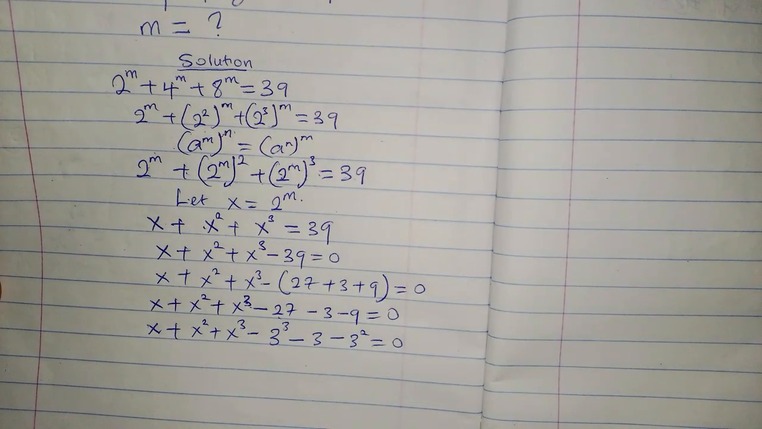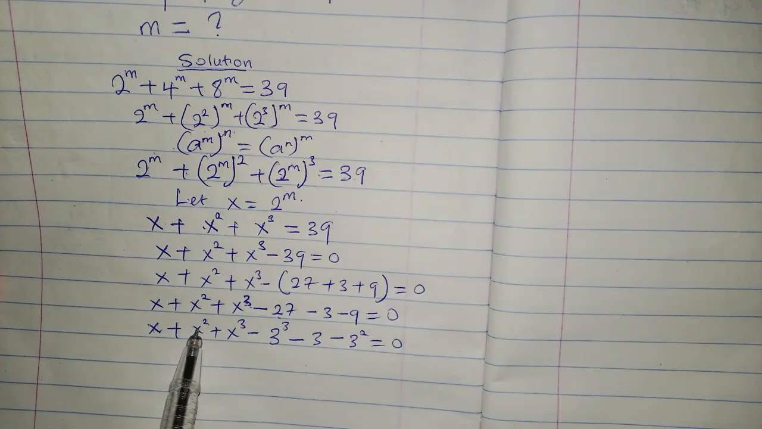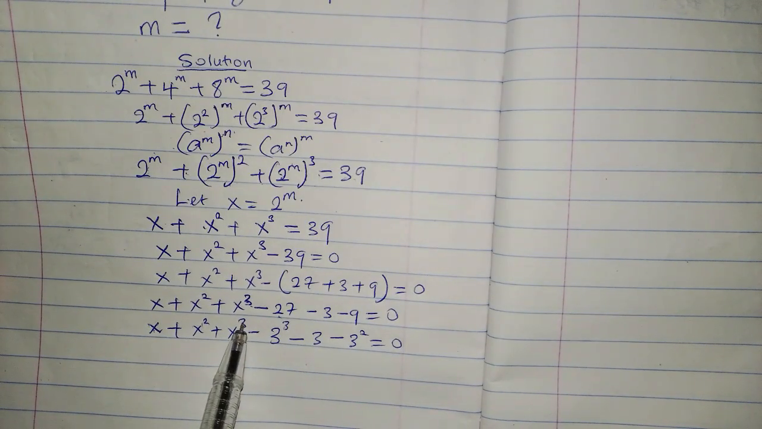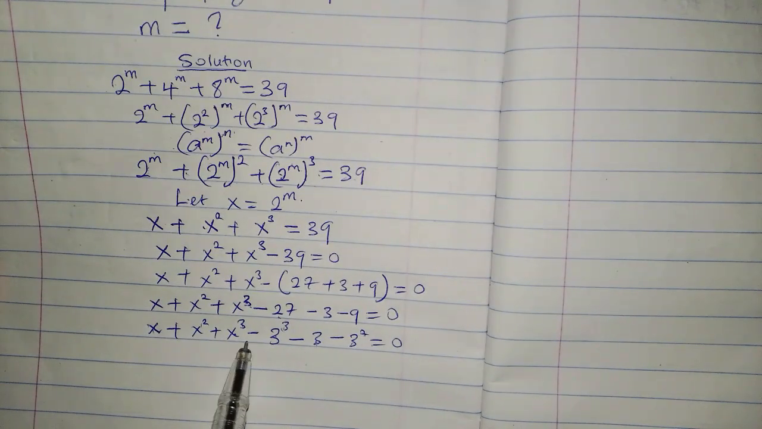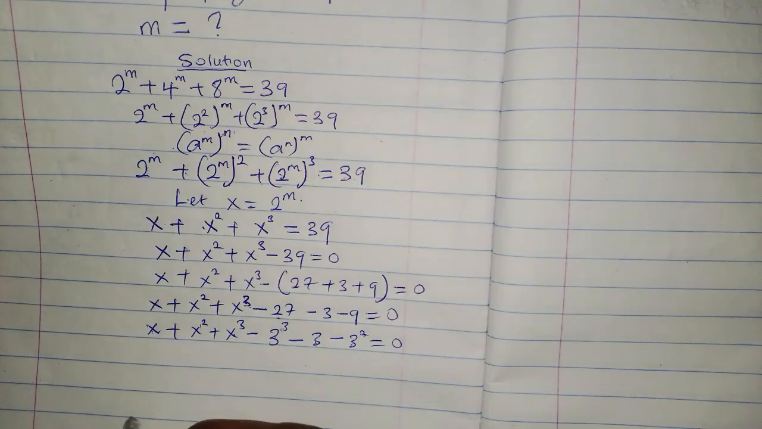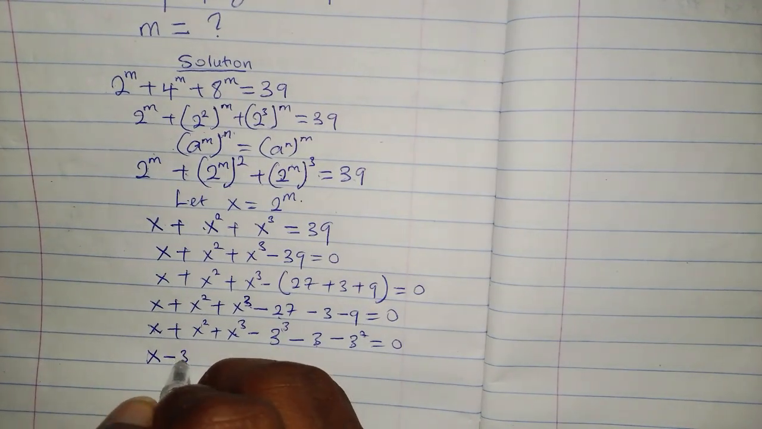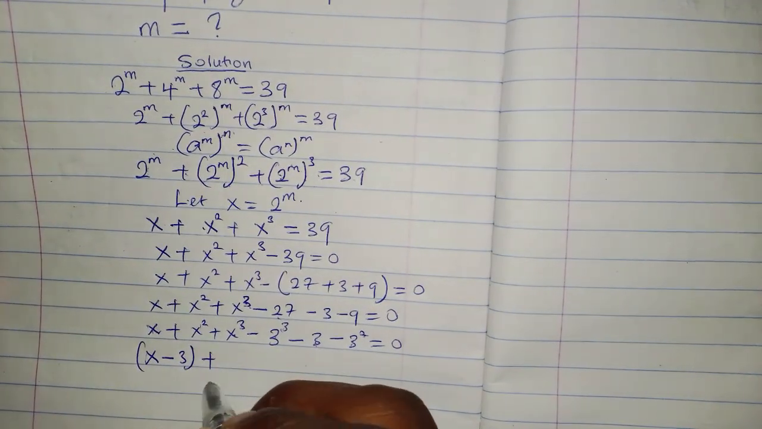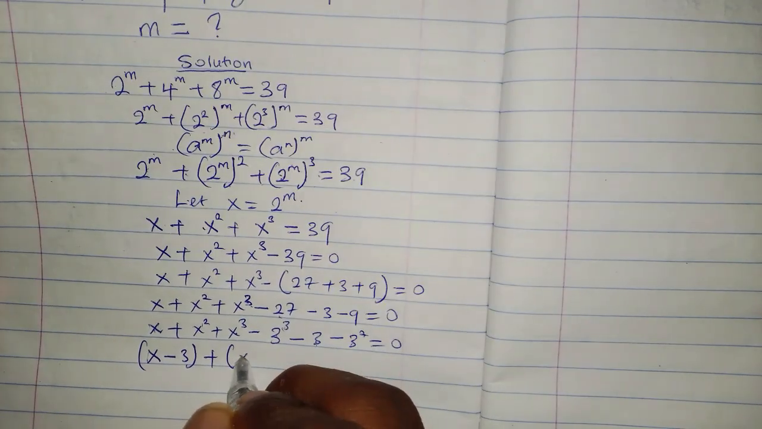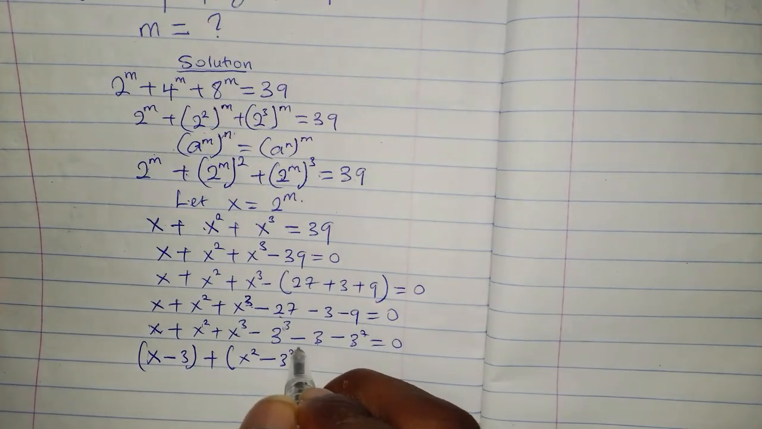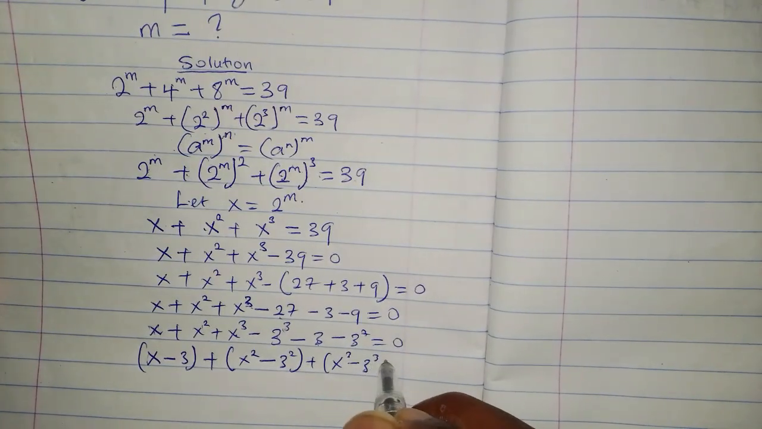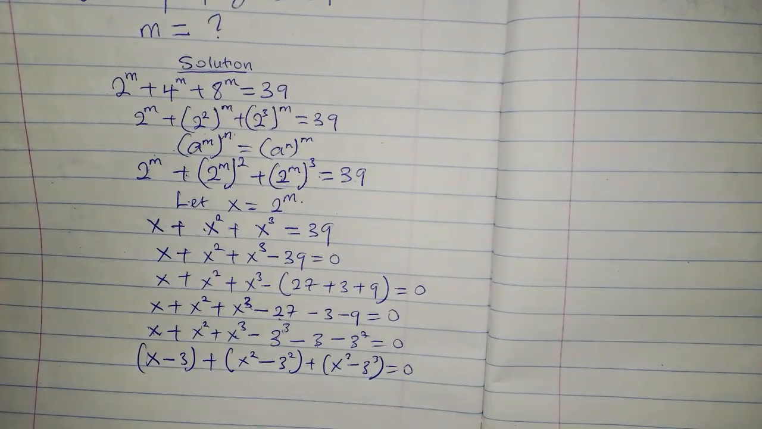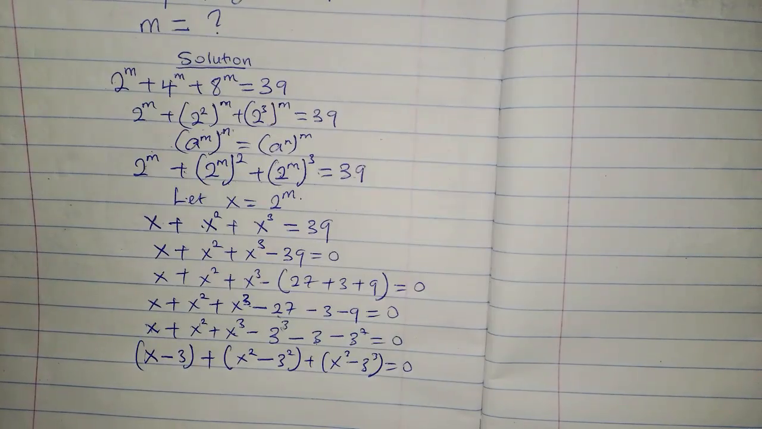Since we've gotten this, you can see we have x here, x squared here, x cubed here, 3 cubed here, and 3 squared. So each of them will go and meet their powers. From here we have x minus 3, plus, in brackets again, x squared minus 3 squared, plus x cubed minus 3 cubed equals 0. So this is what we now have.